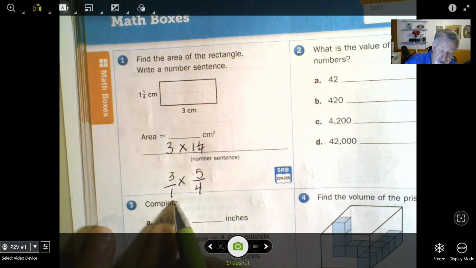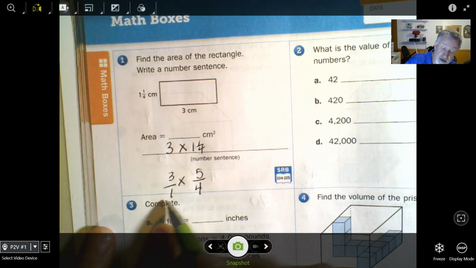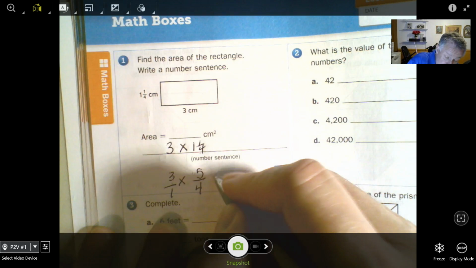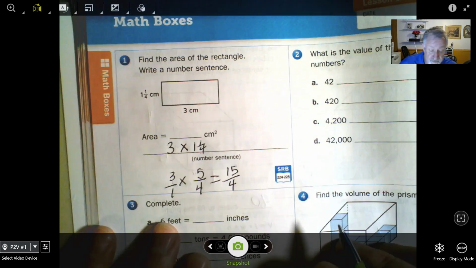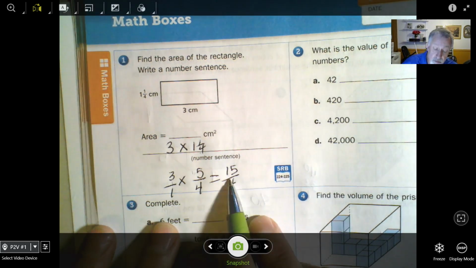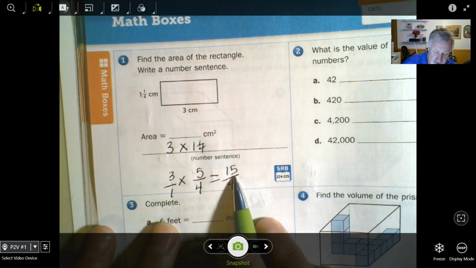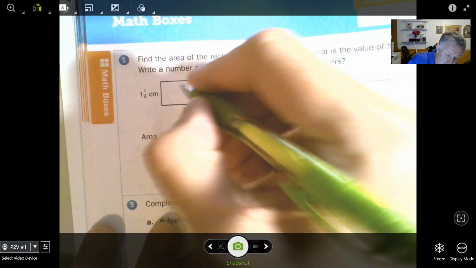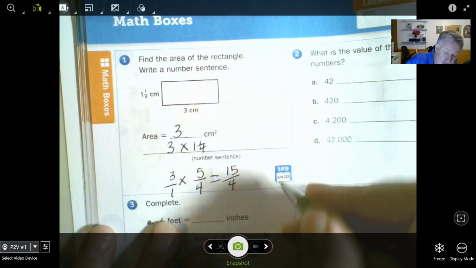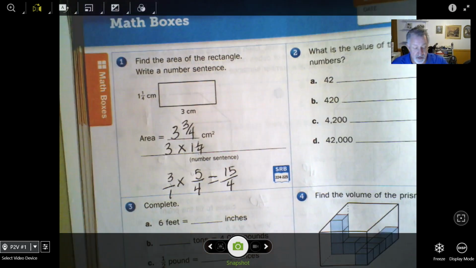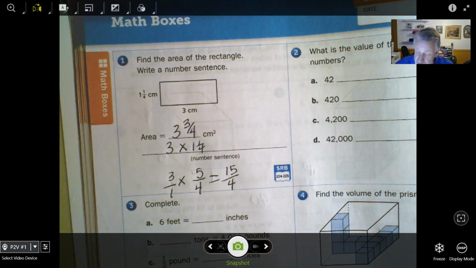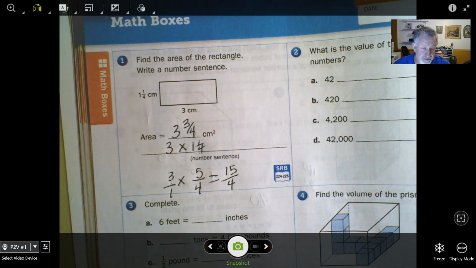3 written as a fraction is 3 whole units. 3 divided by 1 is 3. Multiply it out. 15 over 4. I divide 15 by 4. Fraction is a division problem. 4 goes into 15 3 times. There are 3 left over. So my final answer is 3 3/4 square centimeters. Remember, I'm doing area, so I'm using square units.